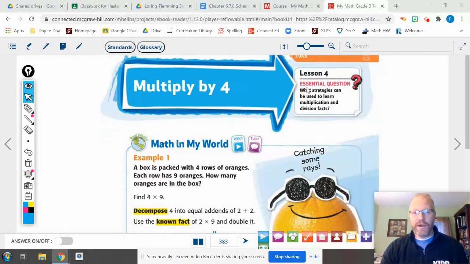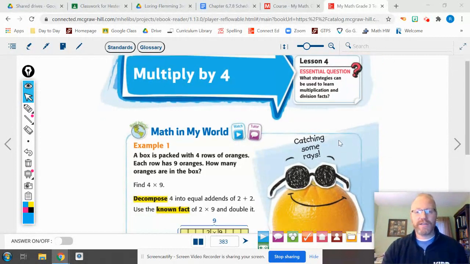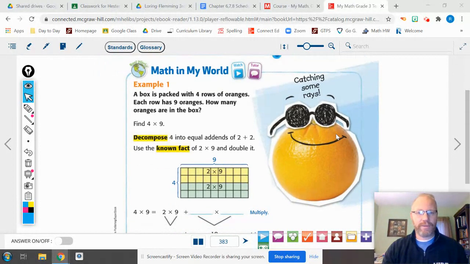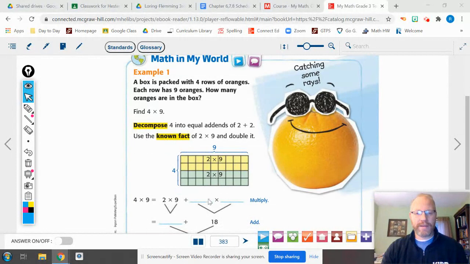Multiplication by 4. What strategies can be used to learn multiplication and division facts? We're talking about strategies that you can use to break down or decompose numbers that are too big for you to memorize at this moment. That's what we're practicing today, how to break down some of our numbers to make them a little easier. So let's see, Math in My World, example 1, page 383.